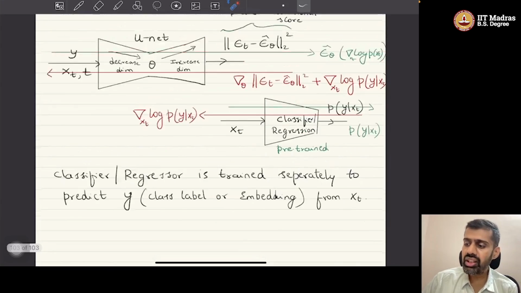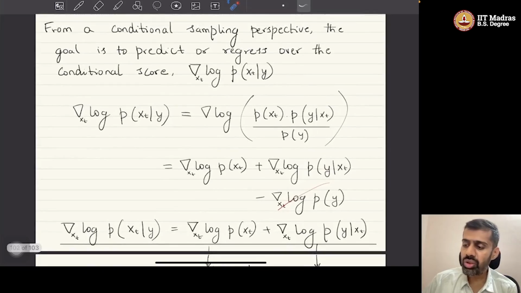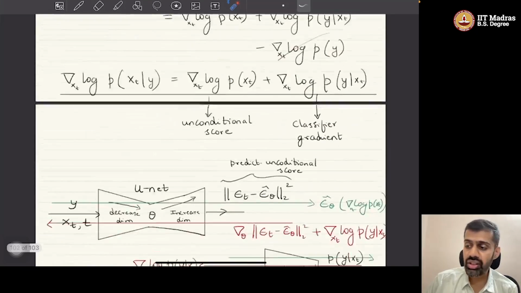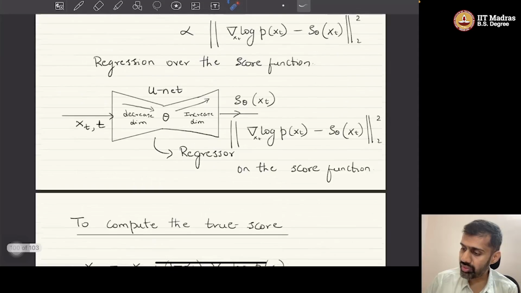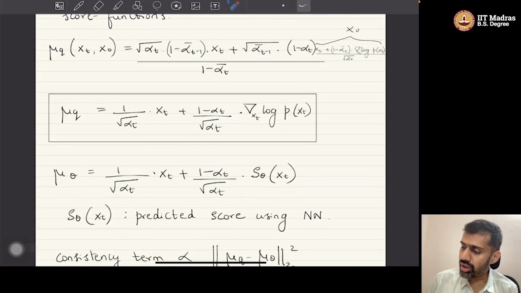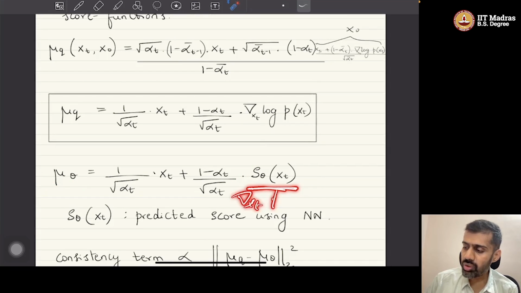Now instead of using the reparameterization of the conditional score, we just use the unconditional score in the definition of mu theta. Where is it? So let's get back to that. I'll just show you that quickly. Now here, mu theta is represented in terms of unconditional score. Instead of unconditional score, you just write it as the conditional score, log of p of xt given y, right?